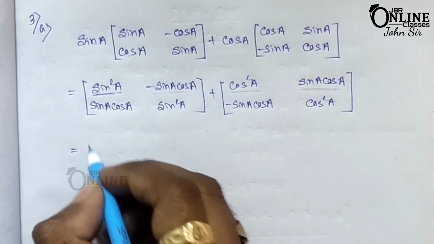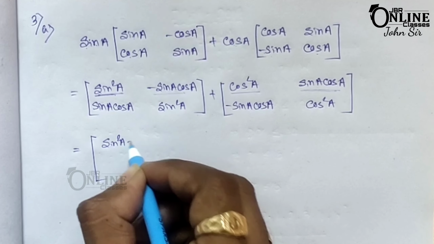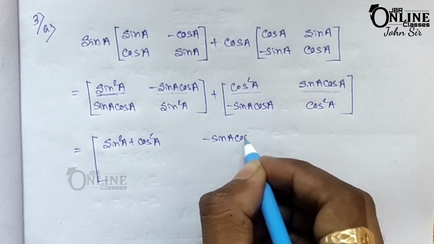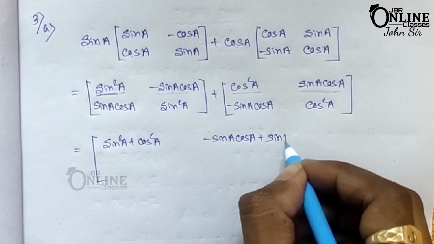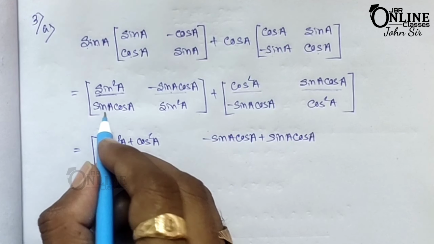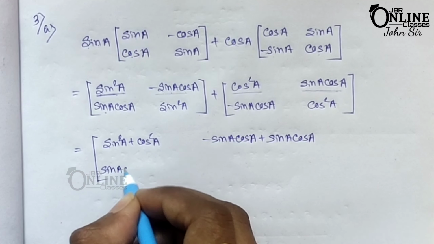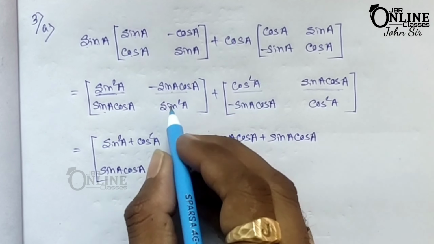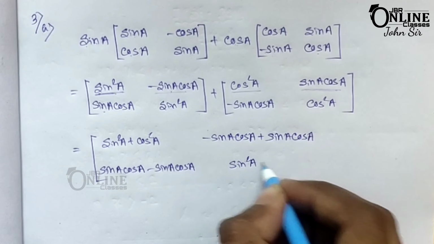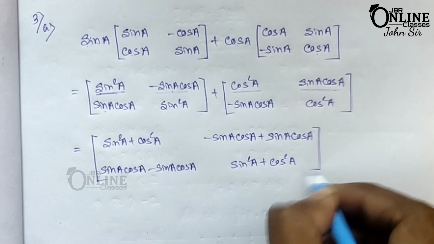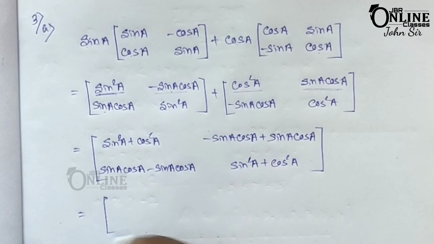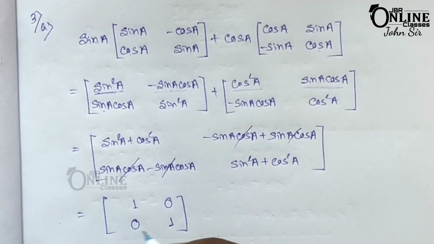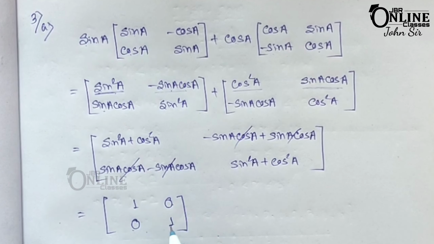So here sin square plus cos square. So write down here sin square a plus cos square a. Next one minus sin a cos a plus sin a cos a. After that sin a cos a, then minus sin a cos a. And last one sin square a plus cos square a. So sin square a plus cos square a becomes 1. It will be 0. Here also 0. So 0, 0, and last one also 1. So the final matrix equals [1, 0; 0, 1].